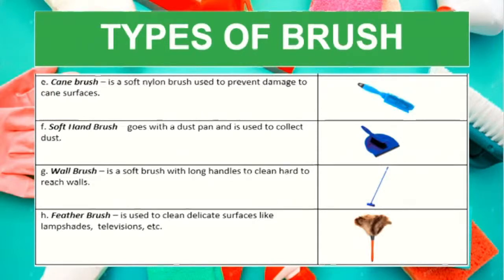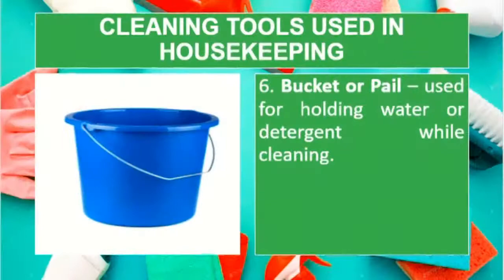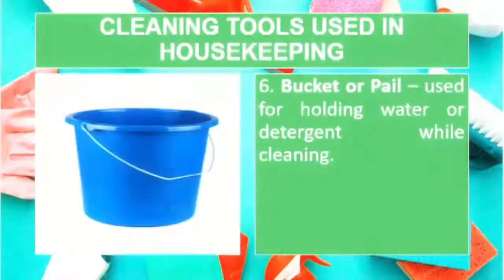Wall brush is a soft brush with long handles to clean hard-to-reach walls. Feather brush is used to clean delicate surfaces like lampshades, televisions, etc. Bucket or pail, used for holding water or detergent while cleaning.